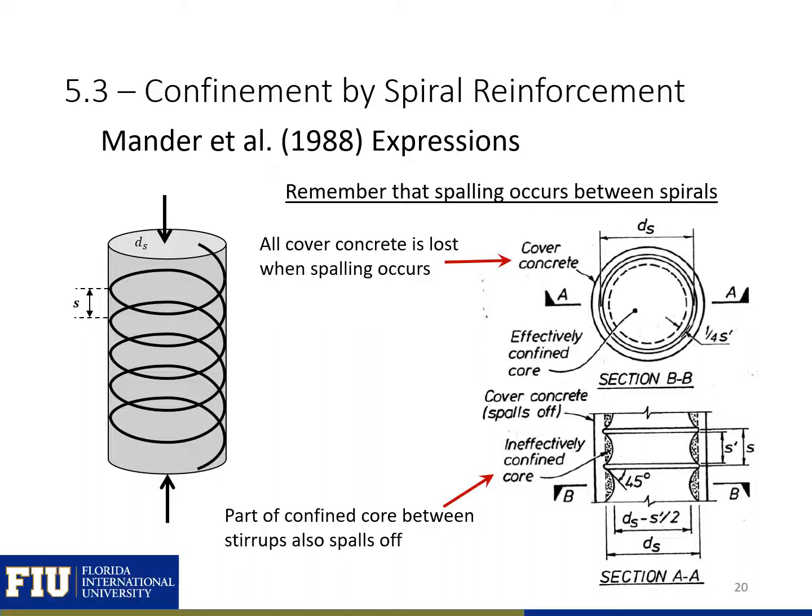Here are some figures from the Mander et al. expressions. You can see that the assumption is that all the cover concrete is lost when the spalling occurs. So we'll lose all of our cover concrete and then only have our effectively confined core. You can also see that part of the confined core between the stirrups also spalls off. So there's some kind of ineffective confined core area between the spirals. Highlighted here is also the definition of s, which is our center-to-center spacing, and s', which is the distance from inside to inside of our spiral reinforcement.